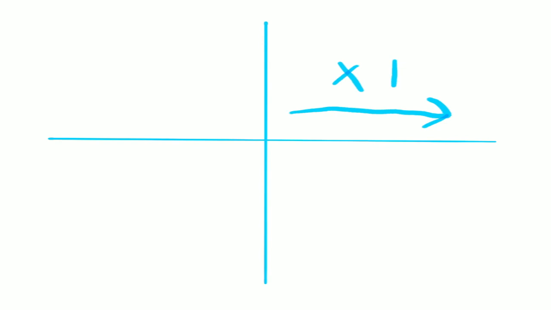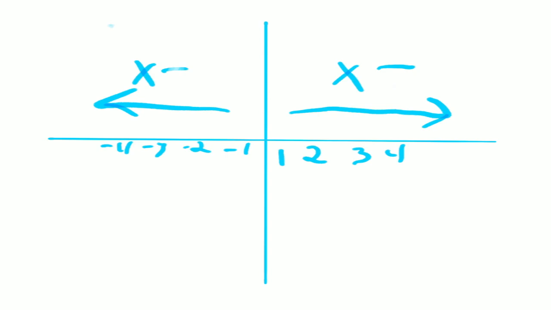Now we know in a normal graph, the x and y coordinates goes right for x normally for positive, and then left for negative. So we're just gonna have to reverse it. We're just gonna have to multiply the coordinates with a negative one.